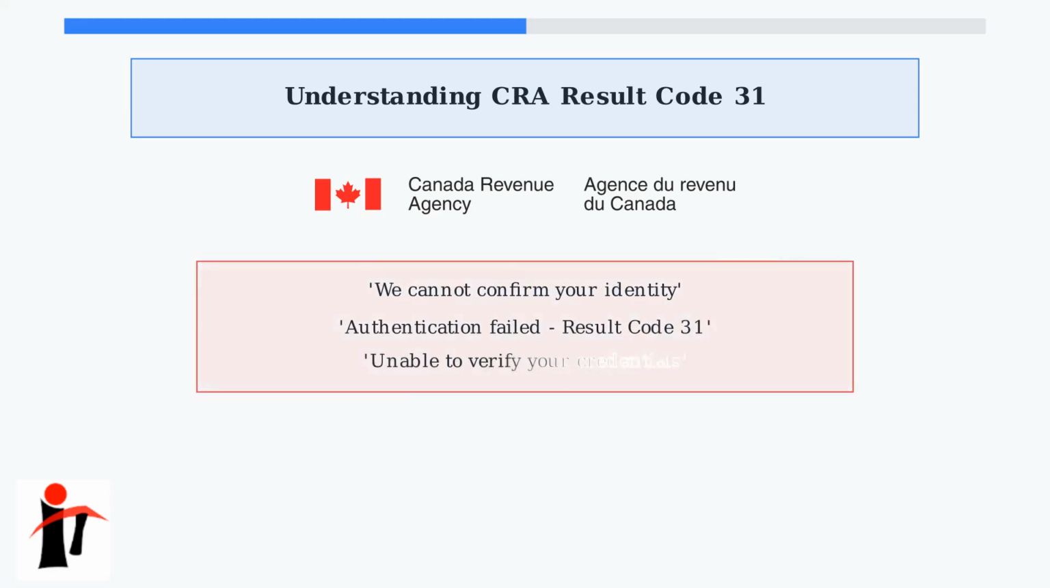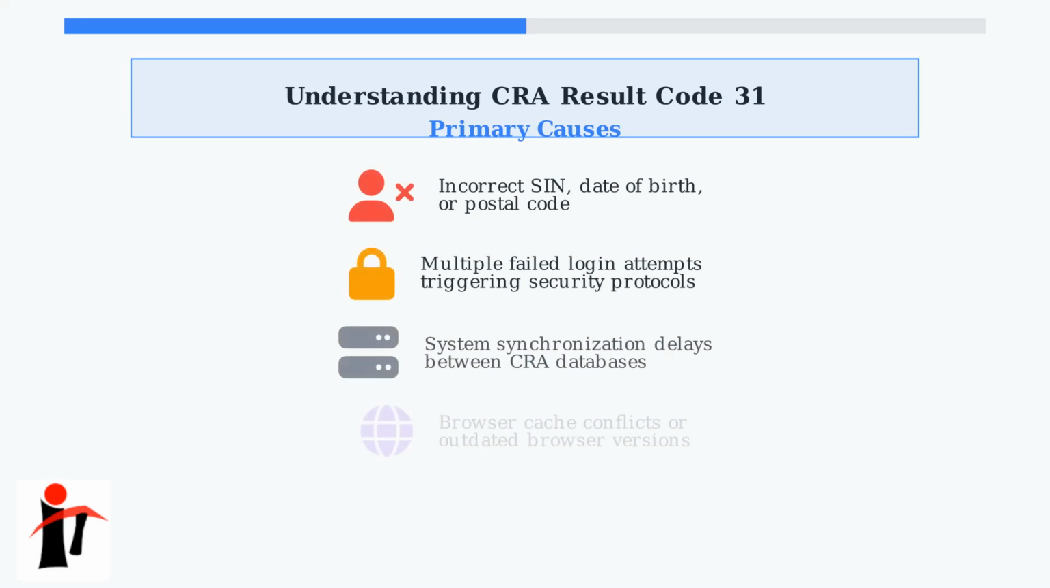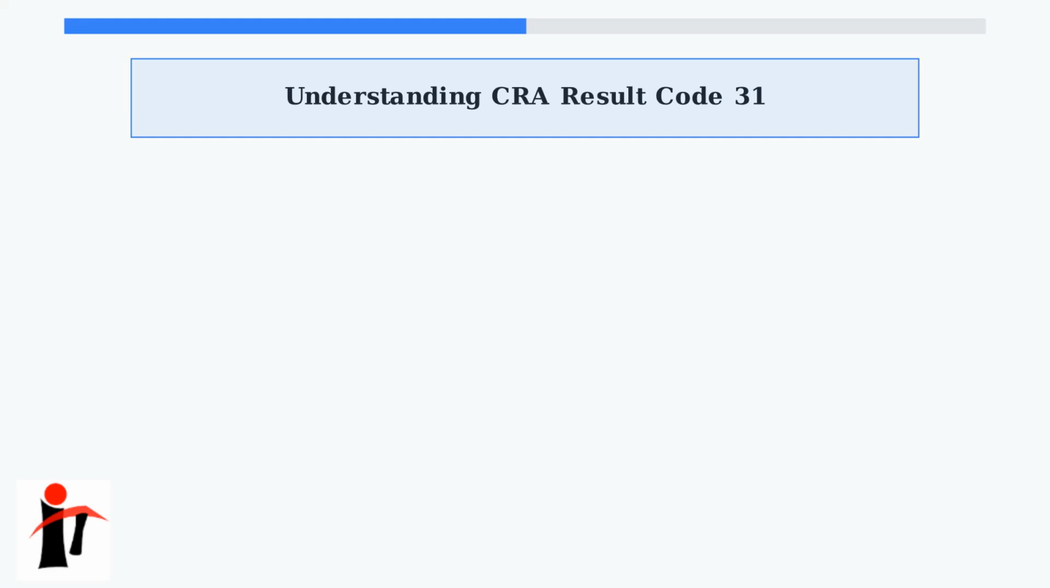Result Code 31 typically appears with error messages such as, "We cannot confirm your identity," "Authentication failed," or "Unable to verify your credentials." Understanding the primary causes of this error is the first step toward resolving it quickly and effectively. The primary causes include credential mismatches like incorrect social insurance numbers, account lockouts from too many failed attempts, system synchronization delays, and browser-related problems. Now let's walk through the immediate troubleshooting steps you can take to resolve this error.